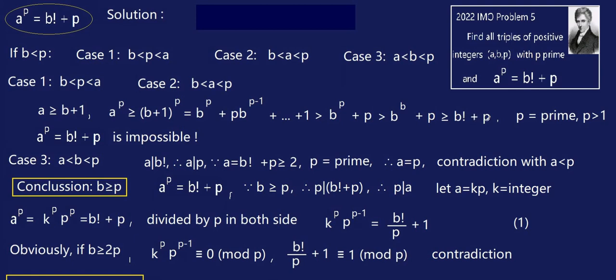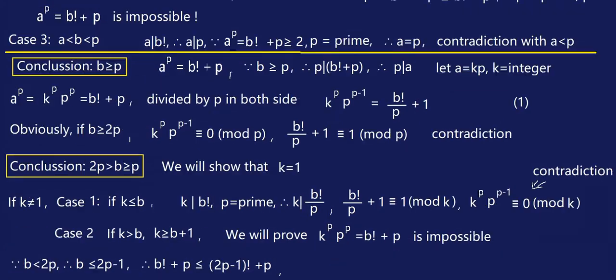So b factorial plus p is impossible to equal a to the p's power. So this is impossible. So case 1 and case 2 have no solution.